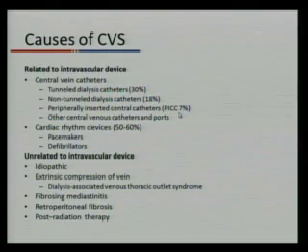The other one is cardiac rhythm devices. Cardiac rhythm device leads are typically placed in the subclavian vein. The cardiologist cannot place them in the internal jugular veins, so they put them in the subclavian veins, and they have a high incidence of stenosis. Now, unrelated, you can see it with idiopathic extrinsic compression of the vein, fibrosing mediastinitis, retroperitoneal fibrosis, post-radiation therapy.